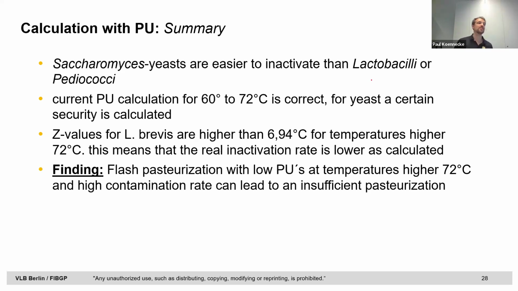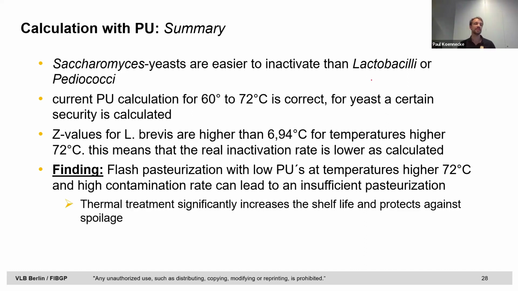Flash pasteurization at low pasteurizing units, for the example that was given, at higher temperatures and at a high contamination rate can lead to an insufficient pasteurization because the Z values differ over the different temperature ranges, and the thermal treatment still increases significantly the shelf life and protects against spoilage.